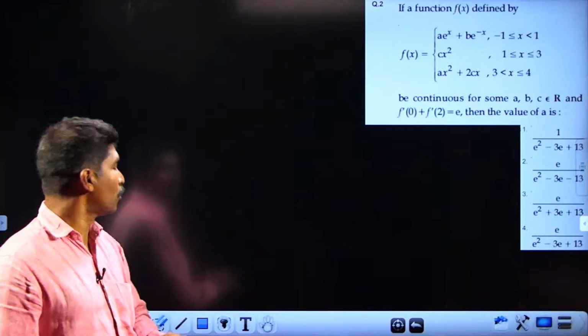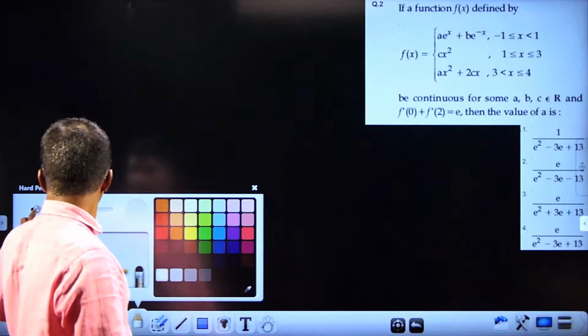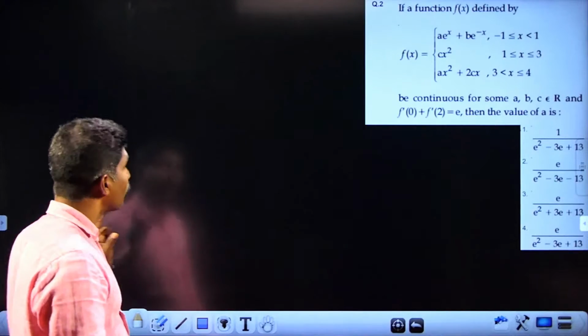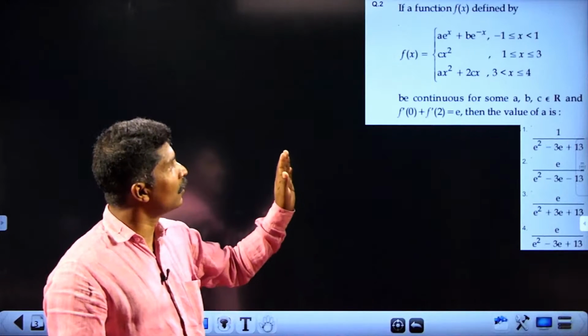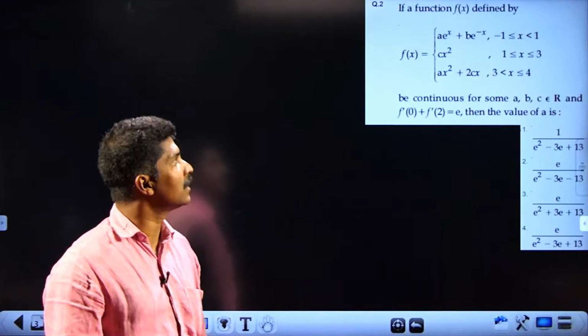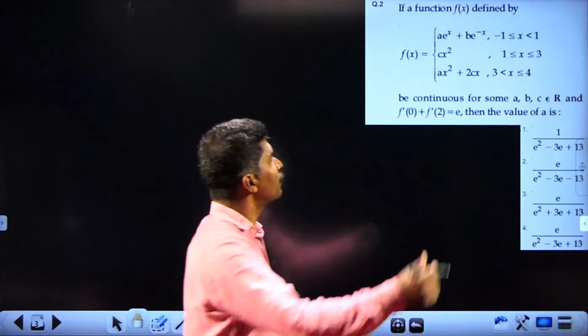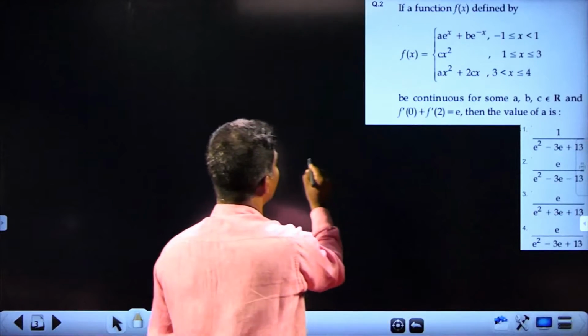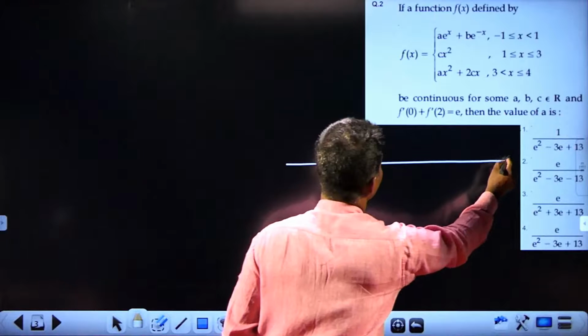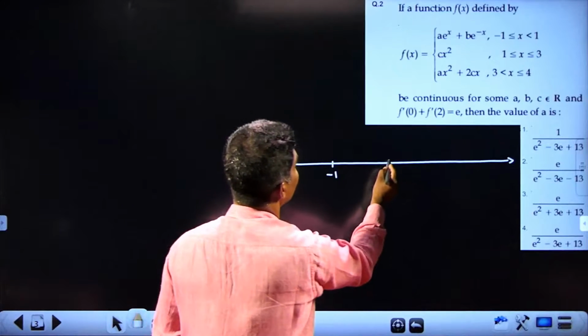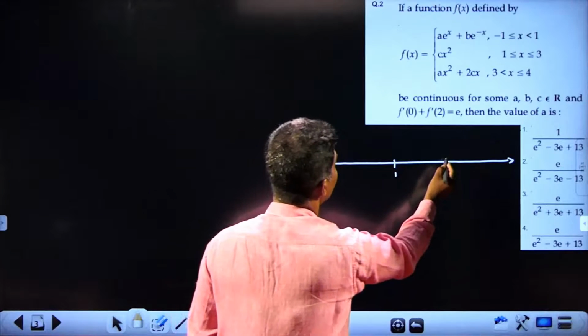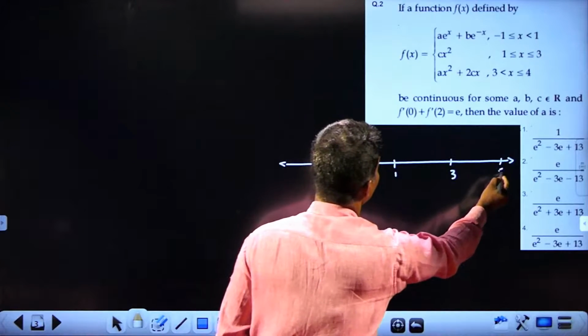Then the next question. The function f of x is defined by f of x equal to, it is a piecewise defined function, a split function. If you define this on a real line, we can say that the function is split at negative 1 to 1, then 1 to 3, then 3 to 4, and up to infinity.